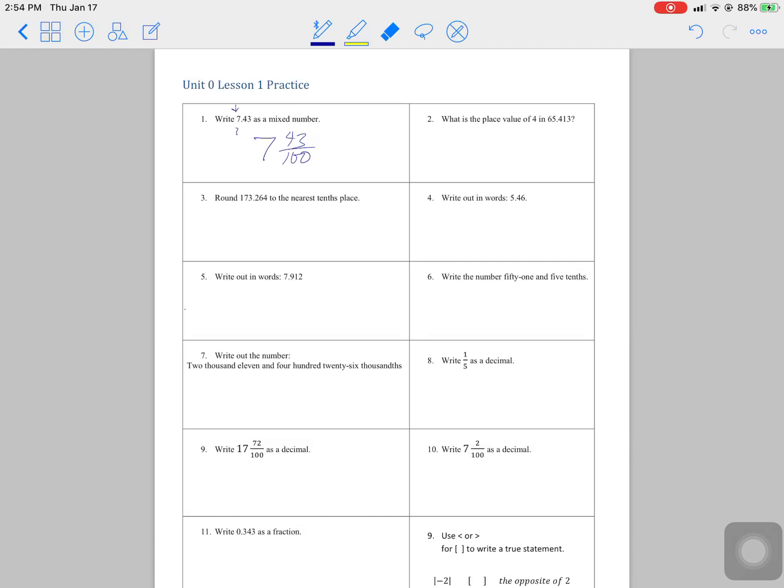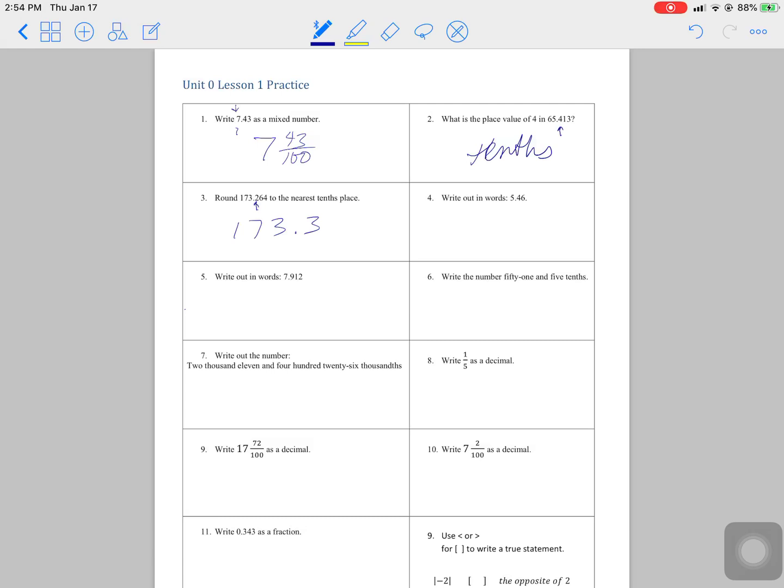All right. Number 2 says, what is the place value of the 4? Let's see, the 4, that's in the tenths place. Sorry, let me get my key out so I make sure I'm not wrong. All right, number 3 says round to the nearest tenths. Well, that's there, so 173.3, because we look at the 6 and round the 2 up.